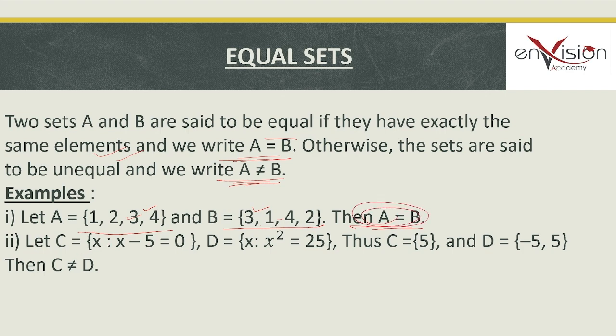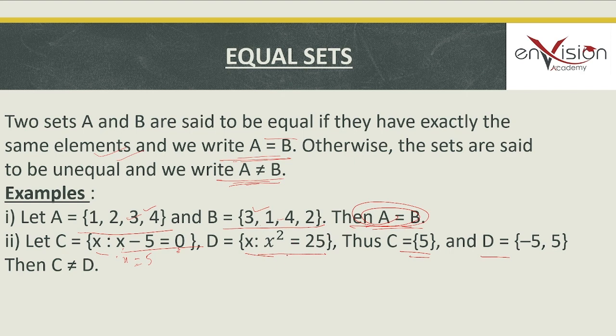Then we have C is equal to {x : x minus 5 is equal to 0}. This is a kind of equation. Means it includes all the elements such that x minus 5 gives you 0, and D is {x : x square is equal to 25}. Now if you have to solve this set, we have to find which x satisfy it. We have x is equal to 5 only, because other than 5 you can't get 0. If you put any other number here, you will not get 0. So C is equal to {5}.